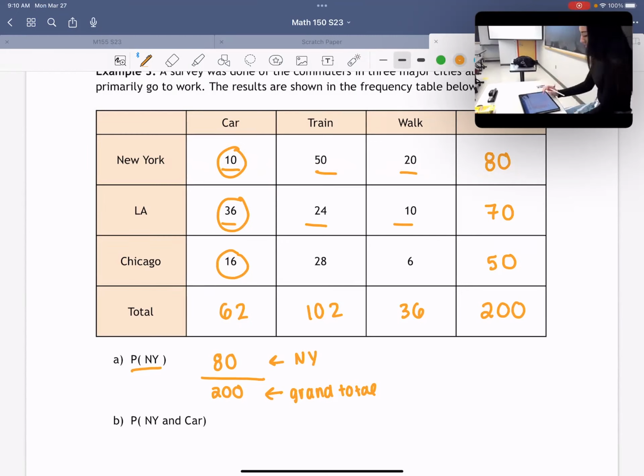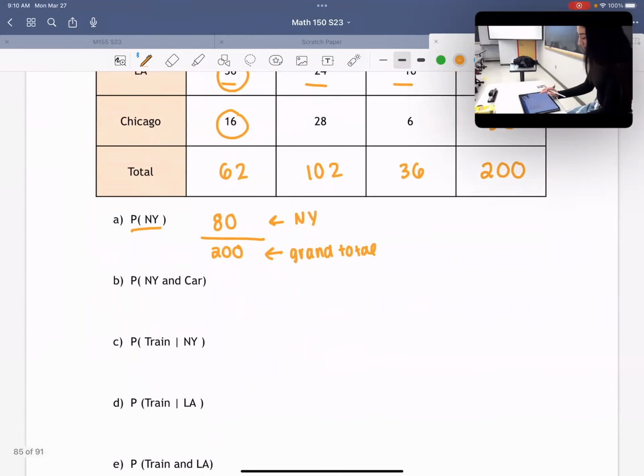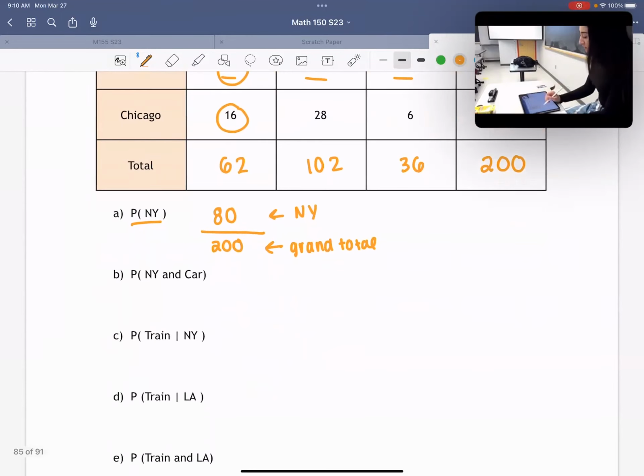Okay, let's move on. Part B is asking, what's the probability that I select someone out of the entire total and they are both from New York and they drive a car? Okay, what number is going to go on the bottom?